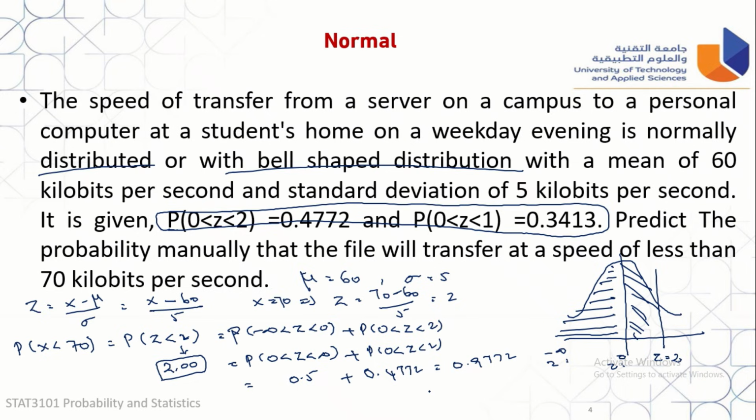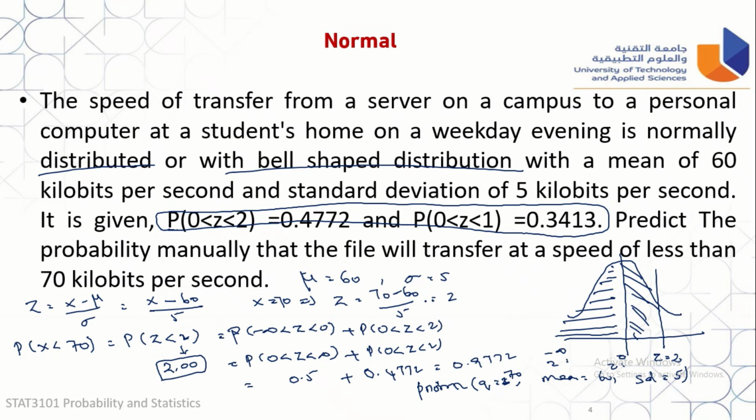The program is, it is a normal distribution, and hence we will be using pnorm. It is not dnorm, it is pnorm. P-N-O-R-M. pnorm of q is equal to 70. Mean is equal to 60, and standard deviation is equal to 5.